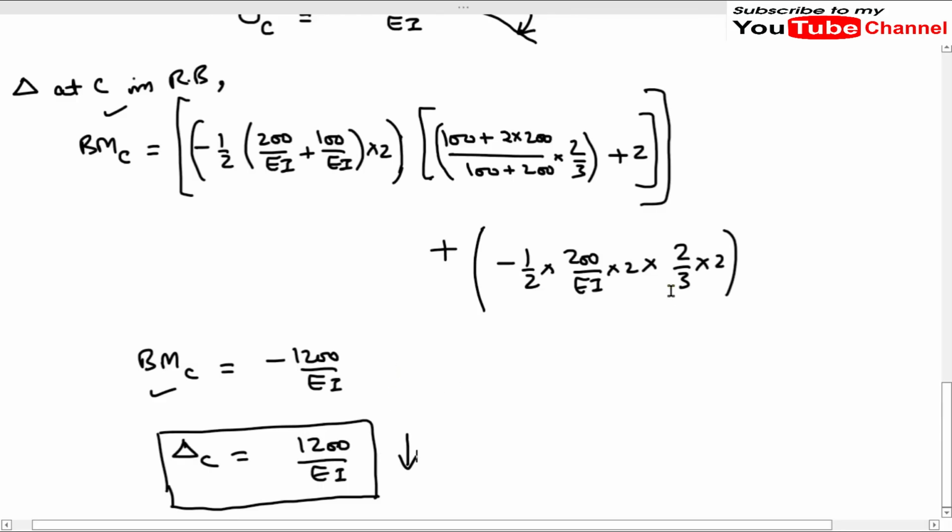So this is how we can find the slope and deflection in a beam by using the conjugate beam method.